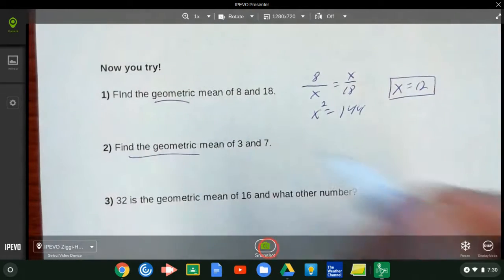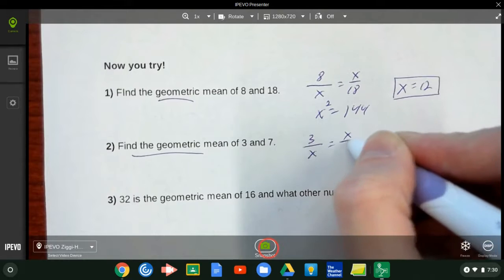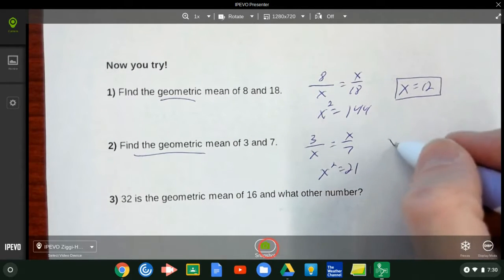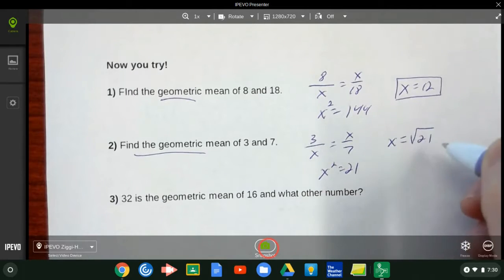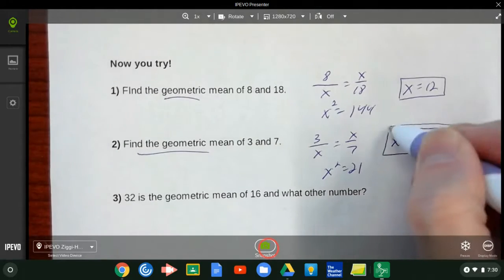Again, find the geometric mean. So my extremes are 3 and 7. So that's x squared equals 21. So x is the square root of 21. And I'm pretty sure that's going to just be right there at square root of 21.